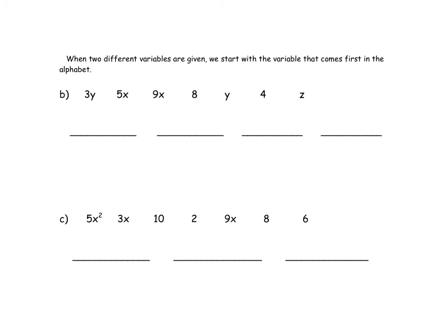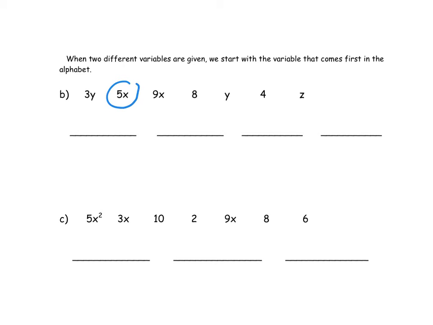So the directions say when 2 different variables are given, we start with the variable that comes first in the alphabet. So if I scan this, I see y, x, constant, another y, and then there's z. So alphabetically, it would go x, y, z. So let's start gathering our terms. So we're going to start alphabetically with x. So I'm going to start with terms that have an x.